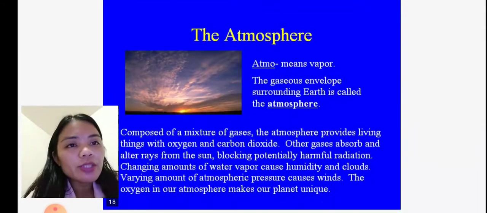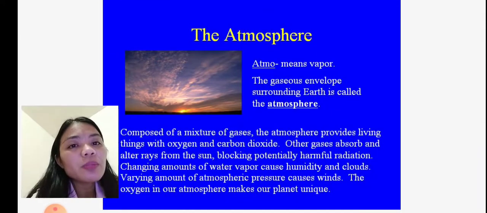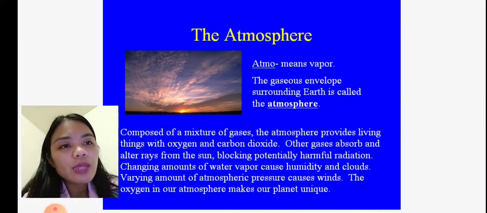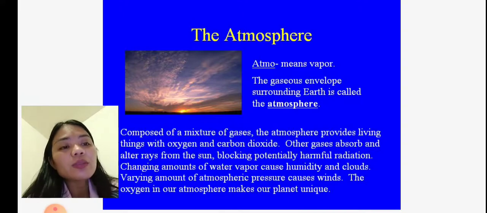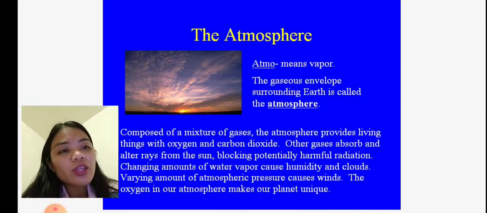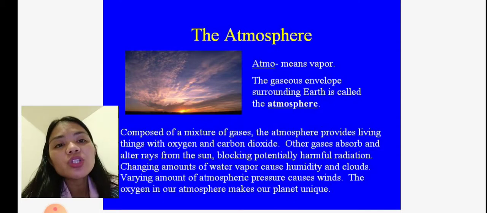Okay, dito tayo. Atmosphere. So, the atmosphere means vapor. The gaseous envelope surrounding Earth is called the atmosphere. It is composed of a mixture of gases. The atmosphere provides living things with oxygen and carbon dioxide. So, other gases absorb and alter rays from the sun, blocking potentially harmful radiation.